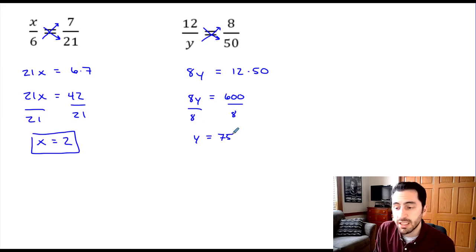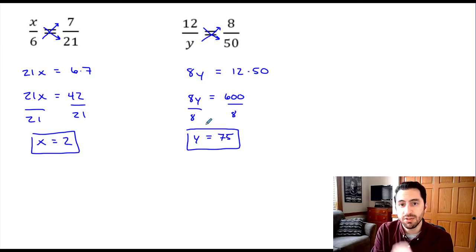And again, we could double check that in the same way we did on the first one. But here's our solution. So the cross products gives us a nice quick way to multiply this equation, turn it into something that's easier to solve. But it is important to note that the cross product only works when we are dealing with a proportion. So our equation has to be one fraction is equal to exactly one other fraction. If I have other things that are being added or subtracted, we can't use the cross products. But when dealing with proportions, this is a great way to solve these types of equations.